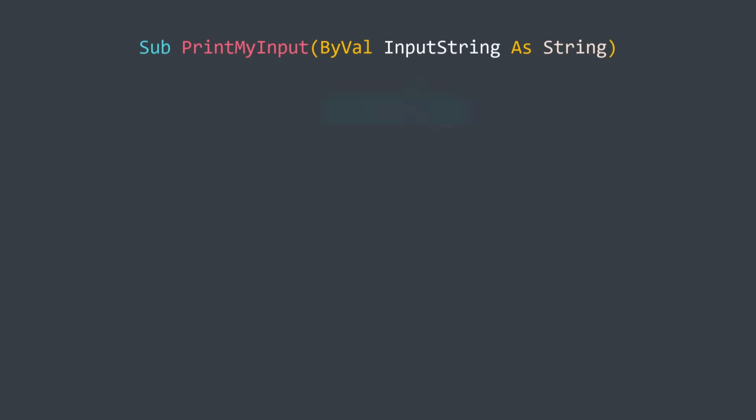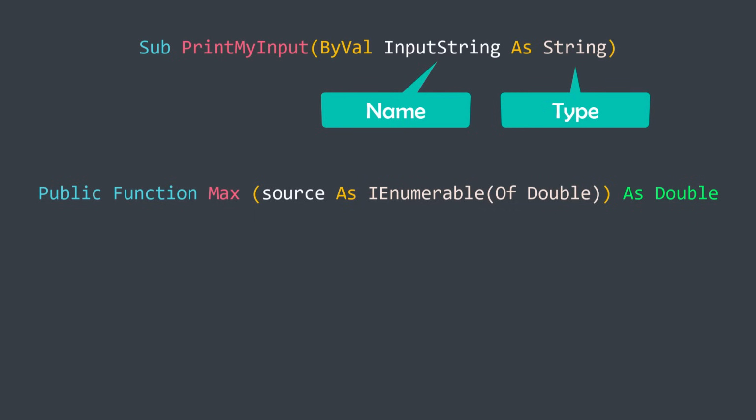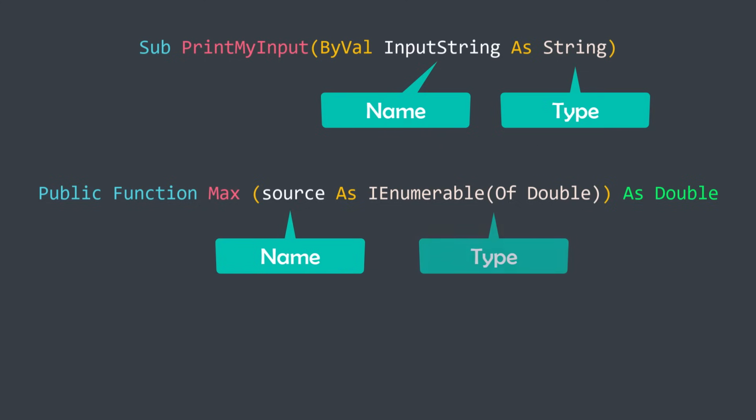As you see, I am writing the parameter name first, then I have the type of this parameter. Here I define the variable input string and I set the type string for it. It means the method accepts only string type. For example the following method. We have first the name of the variable, its source. Then we have the type. It's IEnumerable of double. It means this method accepts only input of type IEnumerable of double. So, we define exactly the type we need for the method.